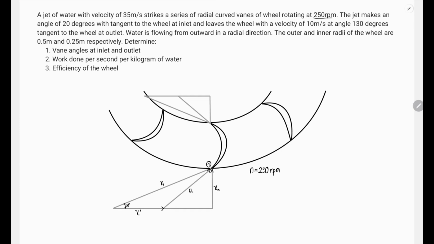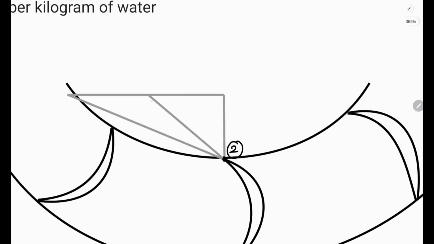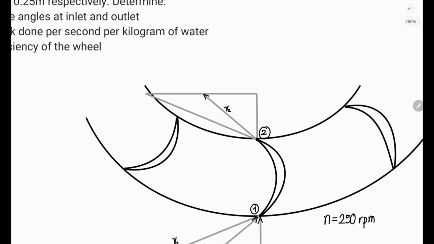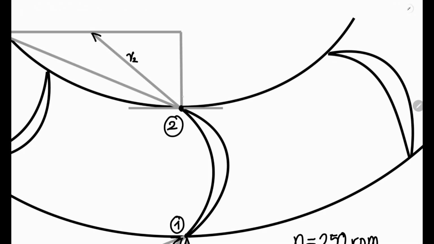So at point 2, binigyan din tayo ng given. So it leaves the wheel with a velocity of 10 meters per second. So the jet of water is leaving at 10 meters per second. So nag-decrease siya ng velocity. This is our V2. And at an angle 130 degrees tangent to the wheel at outlet. So ito raw ay 130 degrees.